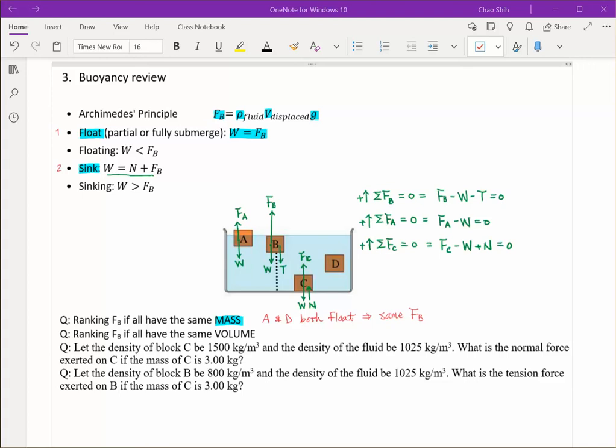A is equal to D, so I don't need to write a D. And we just want to compare the three. You want to compare the buoyancy force, then you make the buoyancy force equal to something, so put everything on the right. So we can write this in terms of this way.